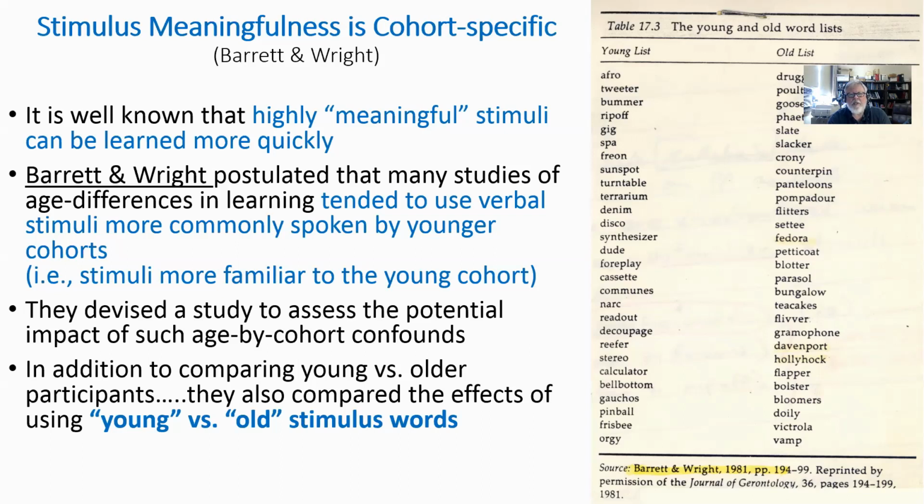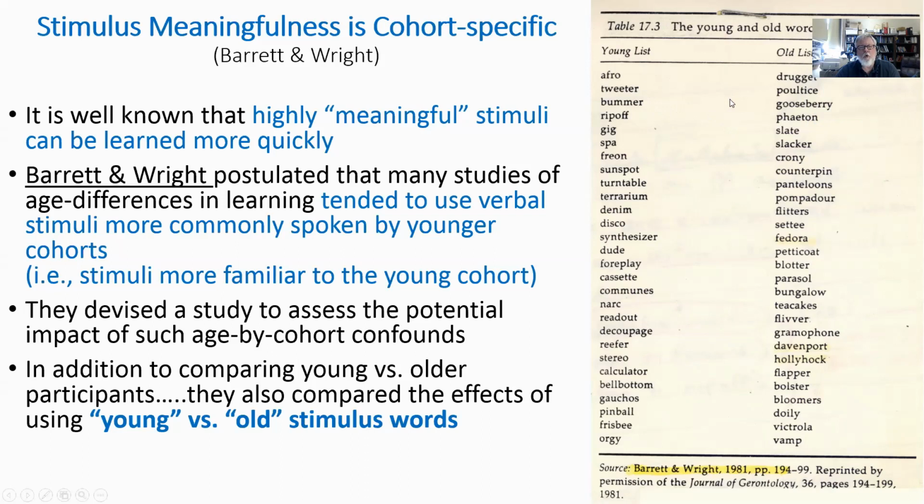They did a learning study where they not only compared young and old observers, but they also compared the learning performance for lists of words that were either young words, that is, words that would be highly meaningful to a young cohort, let's say of college students, versus a list of words that would be much more meaningful to, let's say, a 70-year-old cohort than their 20-year-old counterparts. In fact, the list of words they put together, their so-called young cohort list, is this first column in the slide I have presented here. And then we see that there's a second list of words.